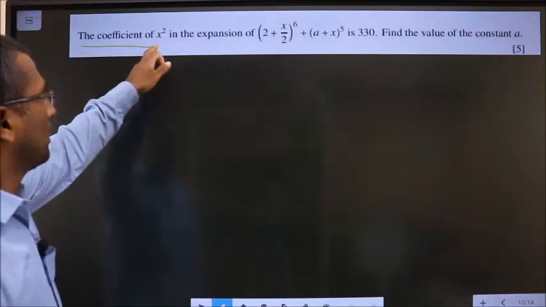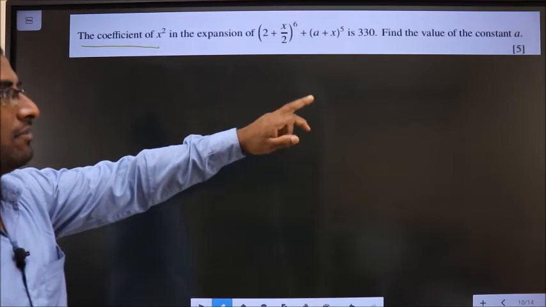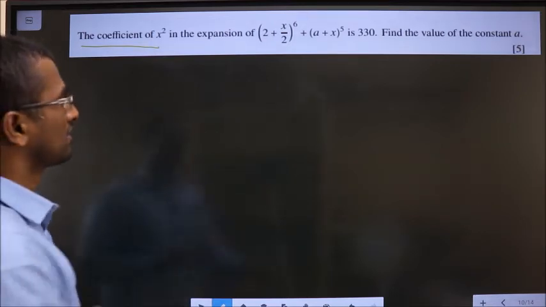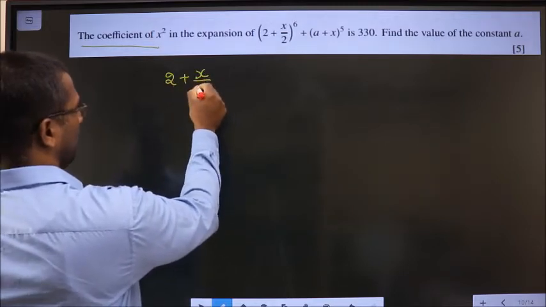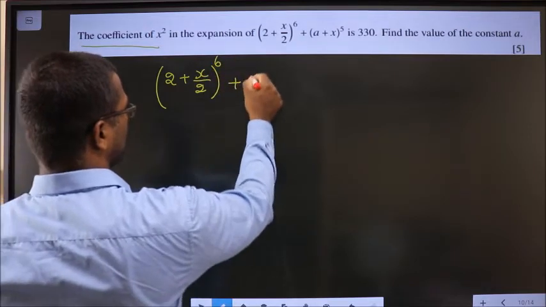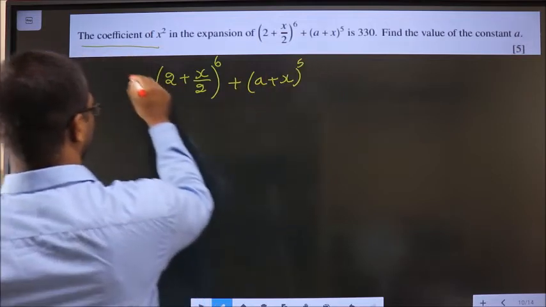The coefficient of x square in the expansion is 330. Find the value of the constant a. Given is (2 + x/2)^6 (a + x)^5.